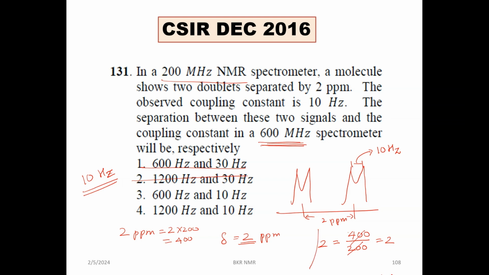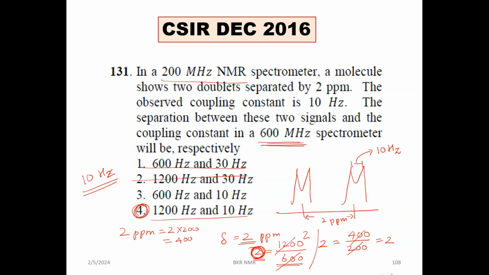Now they are asking what will be the separation in hertz when I go for a 600 megahertz instrument. So this 2 remains constant. I have 600. So in order to get 2, what should be in the numerator? It should be 1200. Very simple. So the answer is option 4, 1200 hertz. When I divide this 1200 by 600, I'll be getting 2. So the 2 remains constant.